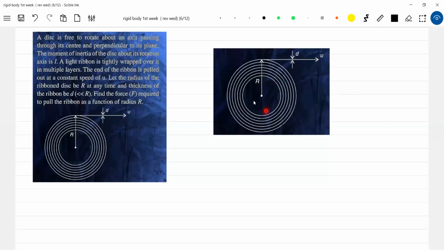Actually, there's a disk on it, and I'll put a ribbon. The disk is free to rotate, that's all. It can only rotate about a horizontal axis passing through the center, perpendicular to the plane. What force? This force F is what is asked. As I pull out, what will happen to the thickness of the ribbon here? This width will keep on decreasing.